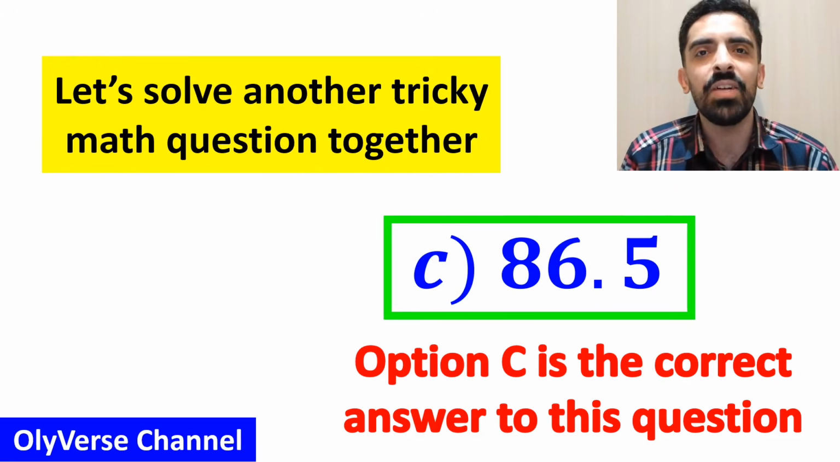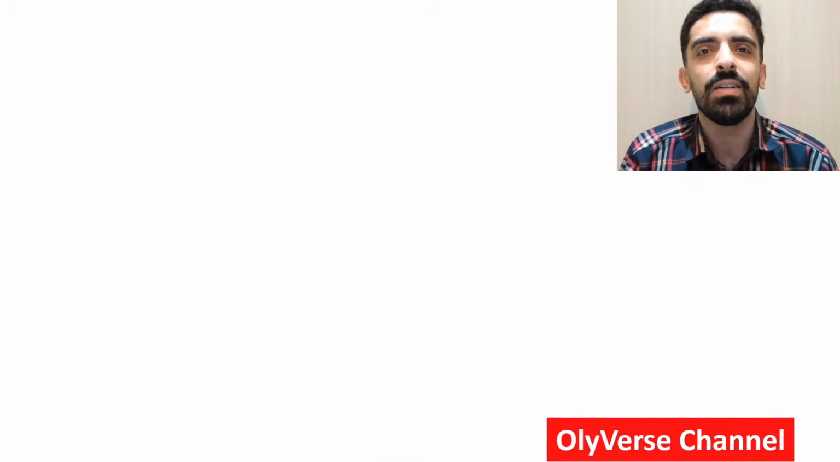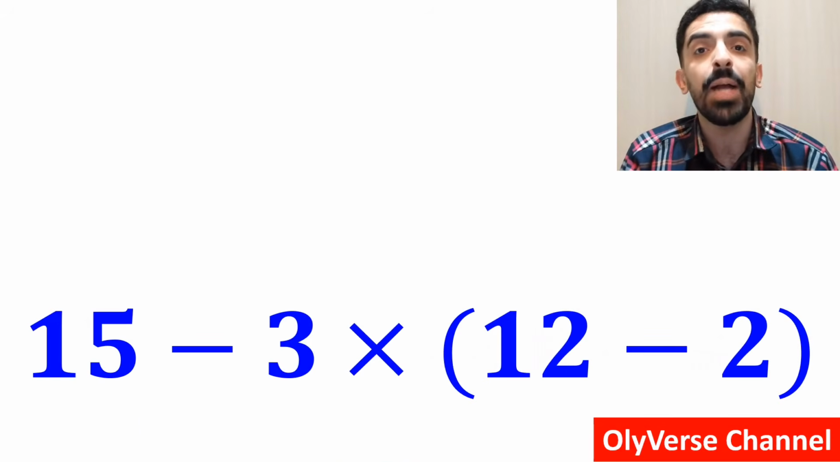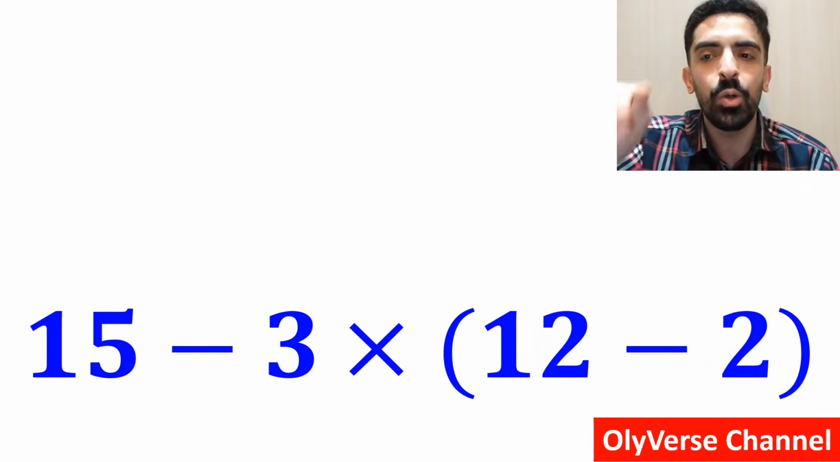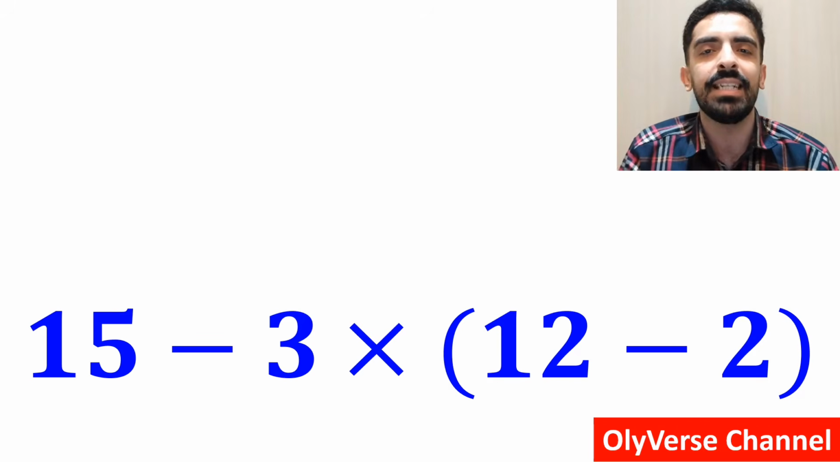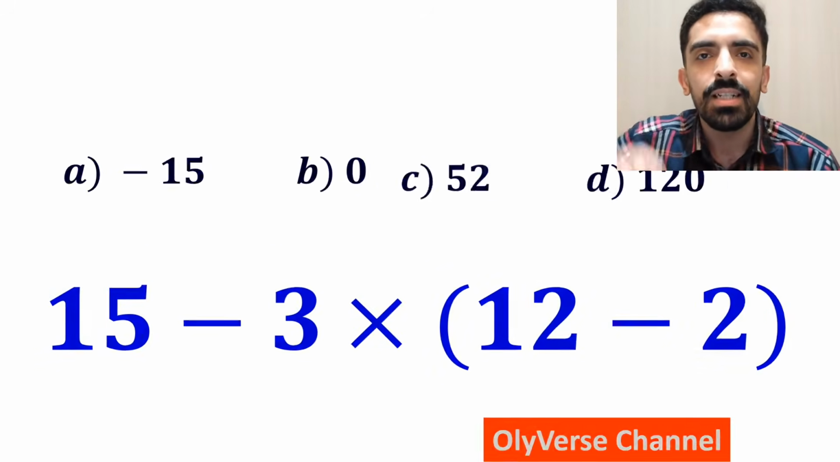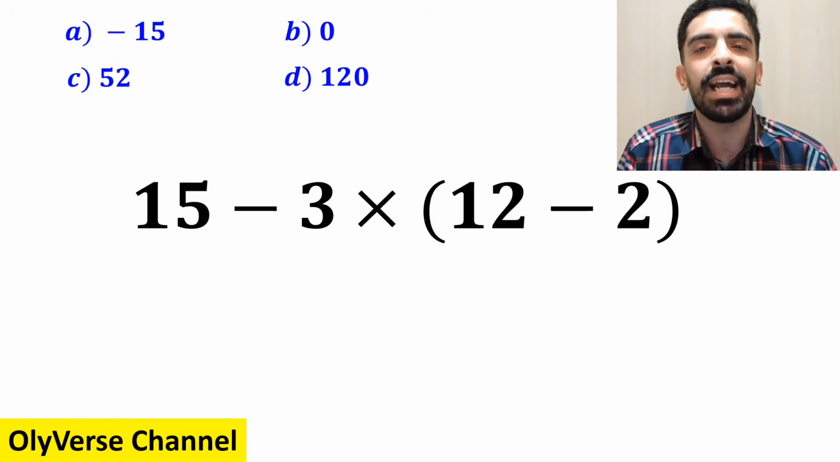Alright, now let's solve another tricky math question together. What is the value of the expression 15 minus 3 multiplied by open parentheses 12 minus 2 close parentheses? Which option do you think is the correct answer to this question? Let's break it down and solve it together.